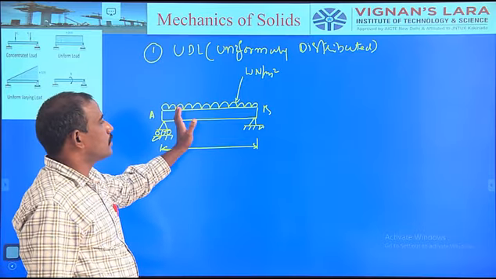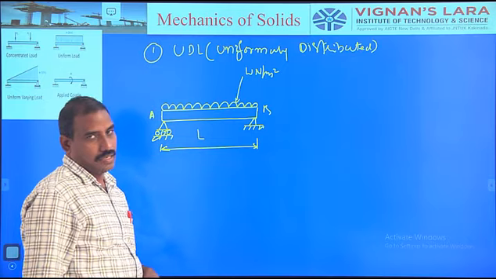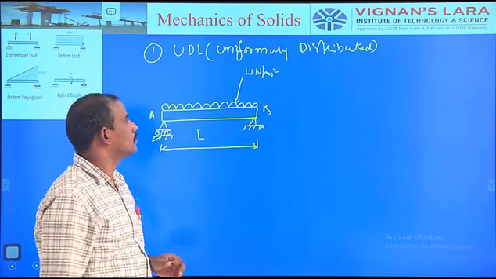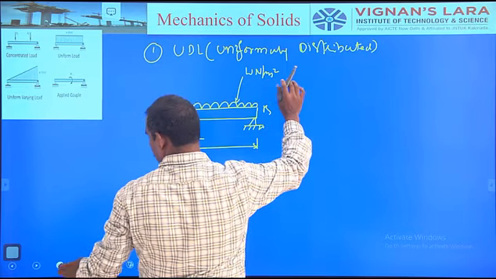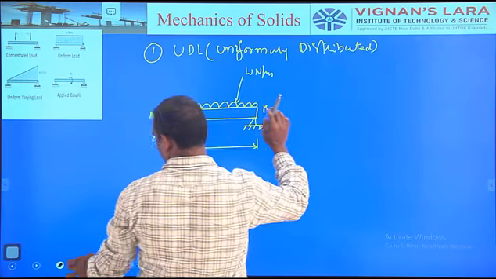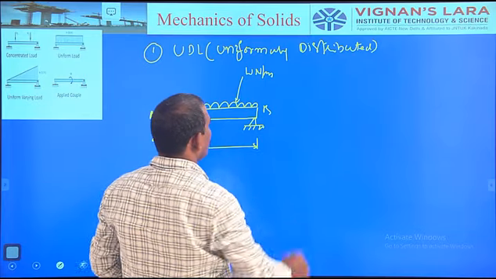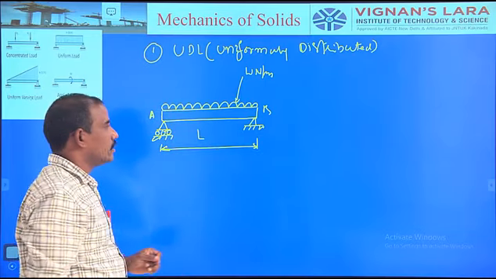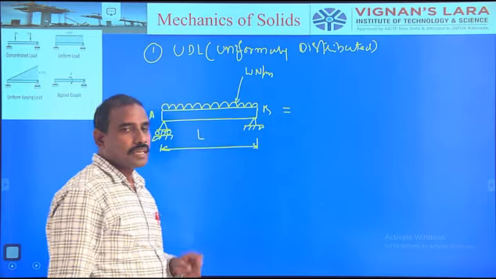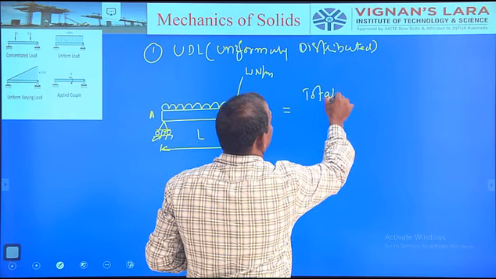For calculation purposes, it is to be converted. For example, here the length of the span is L. The rate of load is W Newton per meter. Sorry, not meter square, it is Newton per meter. So let us see the next one. For example, it is to be converted into a point load for calculation purposes. We have to calculate the total load initially. First one is the total load.